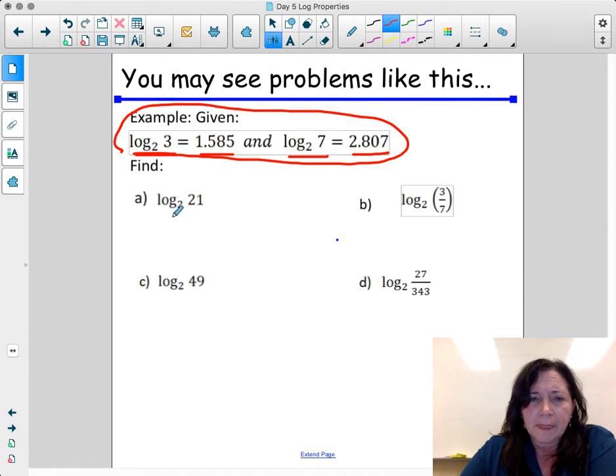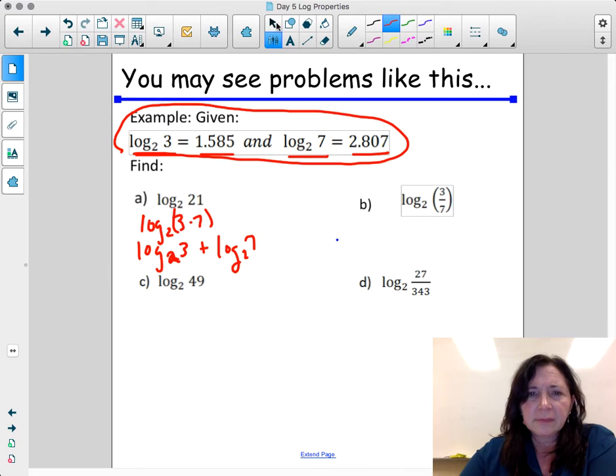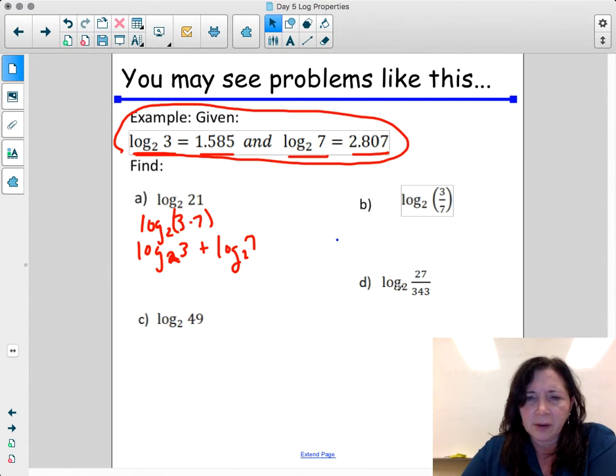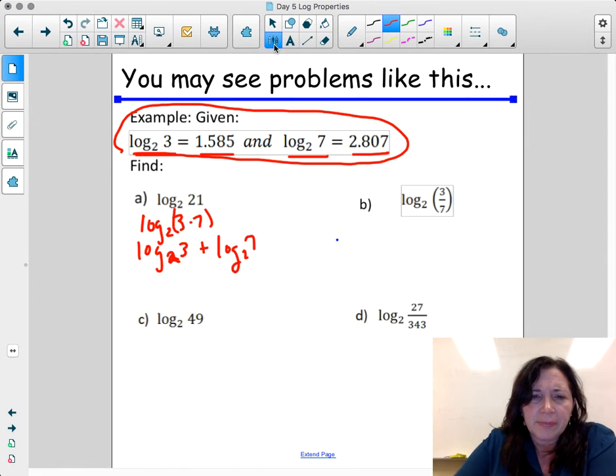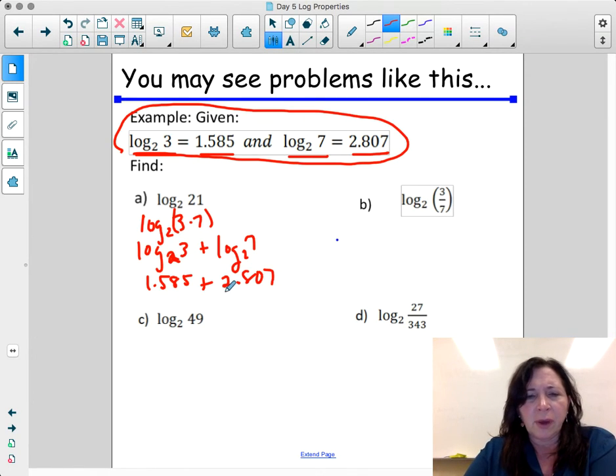So log base 2 of 21 is actually log base 2 of 3 times 7. Okay, and that's going to be log base 2 of 3 plus log base 2 of 7. Excuse me, I'm going to move this down a little bit. And so then I know what log base 2 of 3 is. It's this value here. So it's 1.585 plus log base 2 of 7, which is 2.807. And just add those two up, and that's going to be your answer.